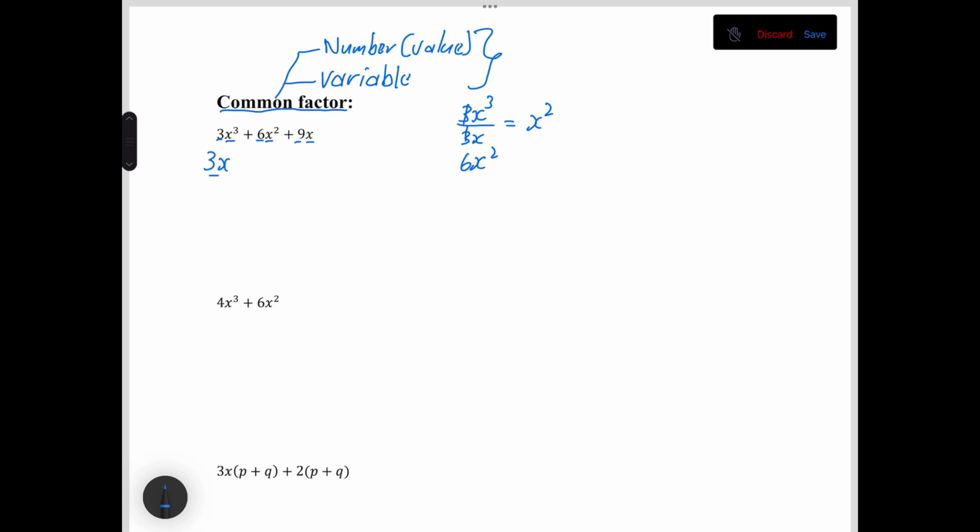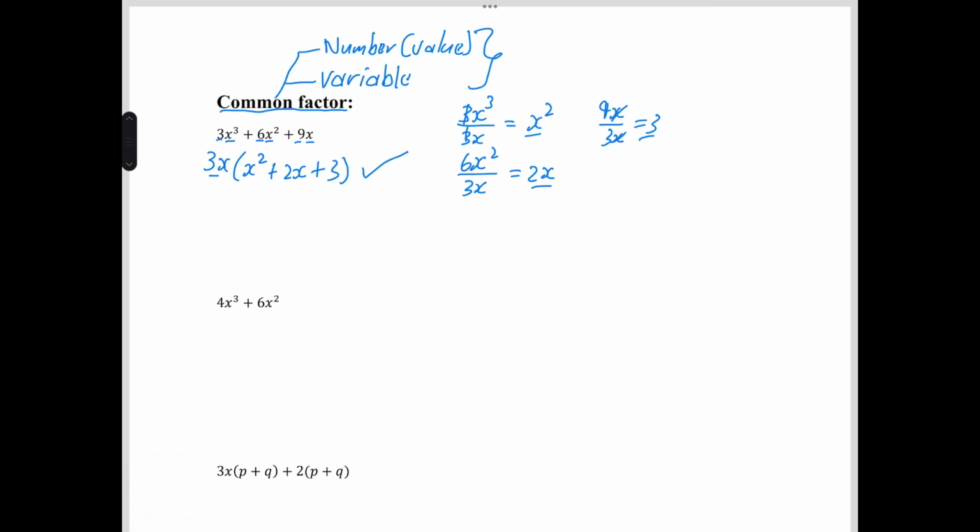And so let's try the second term. Divided by 3x, the common factor. 6 divided by 3 is 2. And x squared divided by x is going to be x. Let's do the last term. 9x divided by 3x, the common factor. That gives me 3. The x is cancelled out. So now inside of my bracket, I have x squared plus 2x plus 3. And there we go. That's the first one.